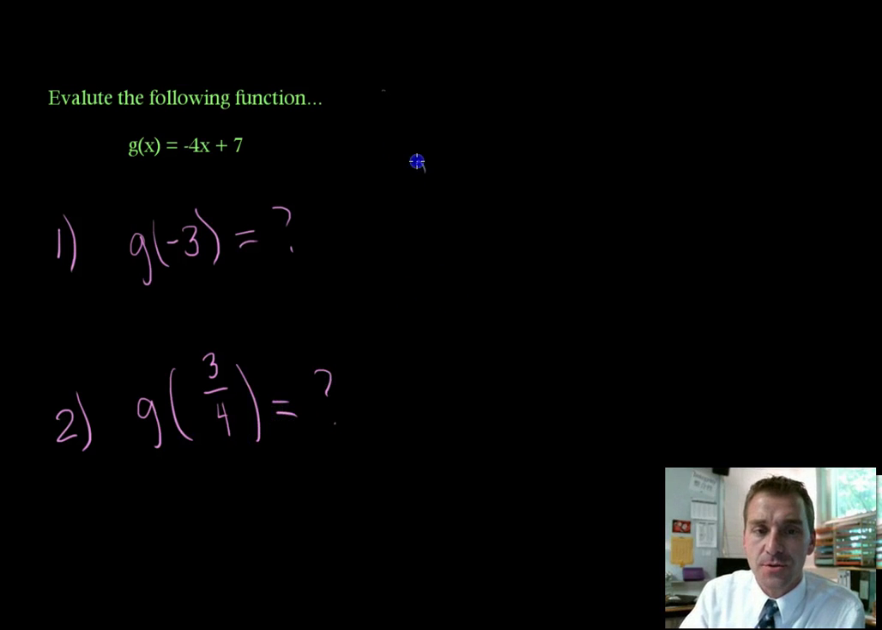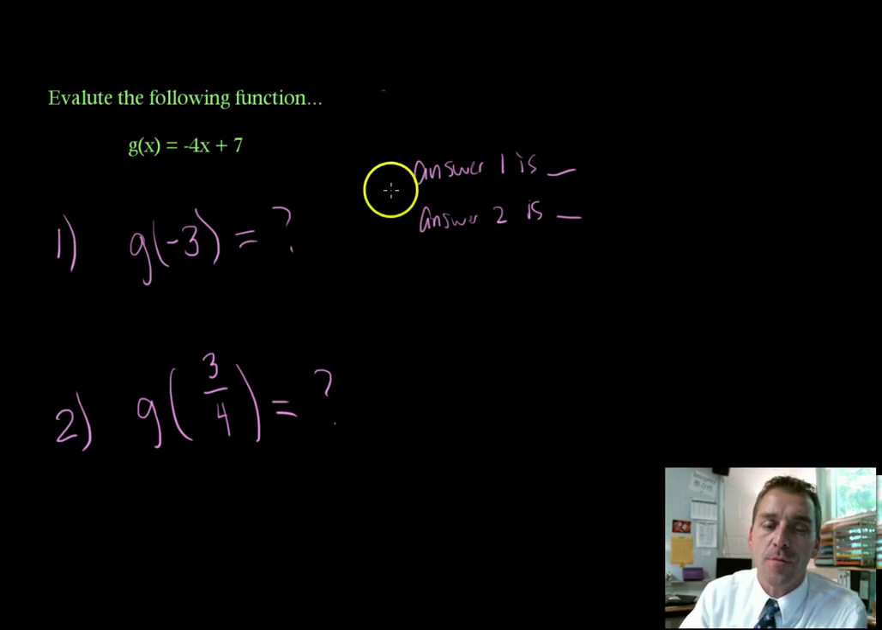So on your Google form, just write answer to number 1 is that, and then answer to number 2 is that. So there's how I put it in the Google form in the same spot.